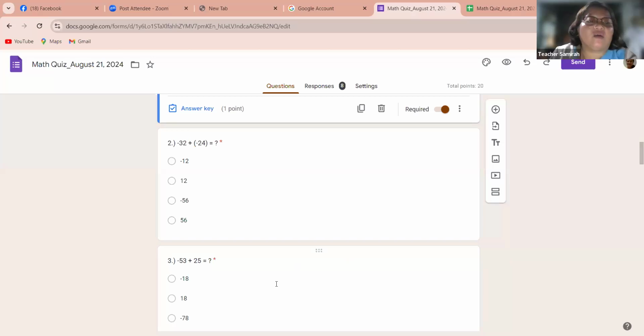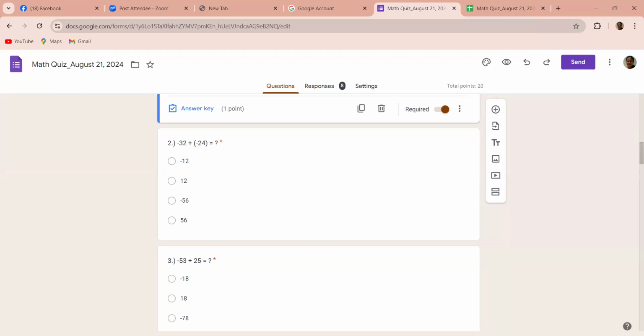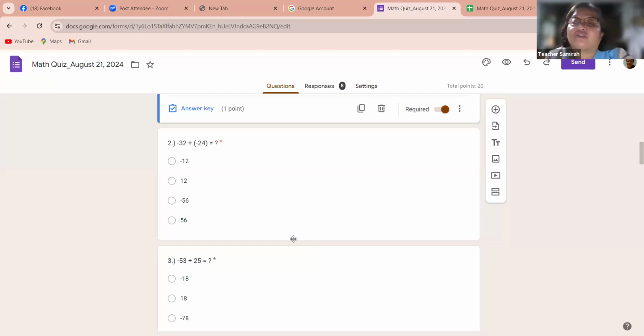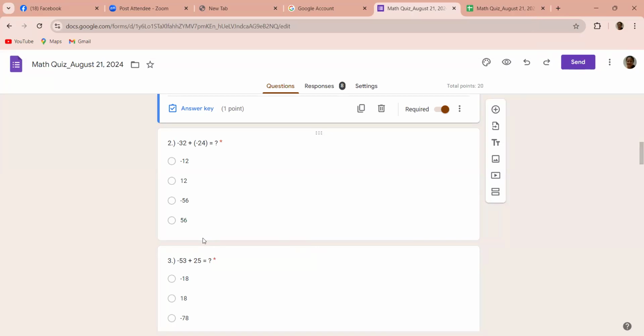Honey, what do you notice about the second problem? Do they have the same sign? What is the sign of the two integers? What operation are we going to use? Noel, what operation are we going to use? Addition. Okay. When you look at the two integers, what are the signs of the two integers? Do they have the same sign? Yes.